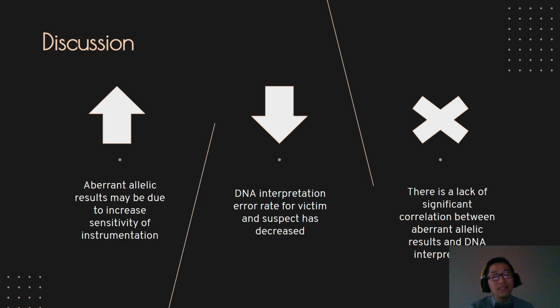But what we also see is a decrease in the DNA interpretation error rate in the middle. The DNA interpretation error rate for victims and suspects has decreased. So even though the variation in allelic results has increased, DNA interpretation error for victims and suspects has decreased. There's this almost inverse relationship. But the great part is also that there's a lack of significant correlation between the aberrant allelic results and DNA interpretation. So even though, like I said earlier, there's this variation in allelic results, it does not affect examiners in properly making that match between victims and suspects.